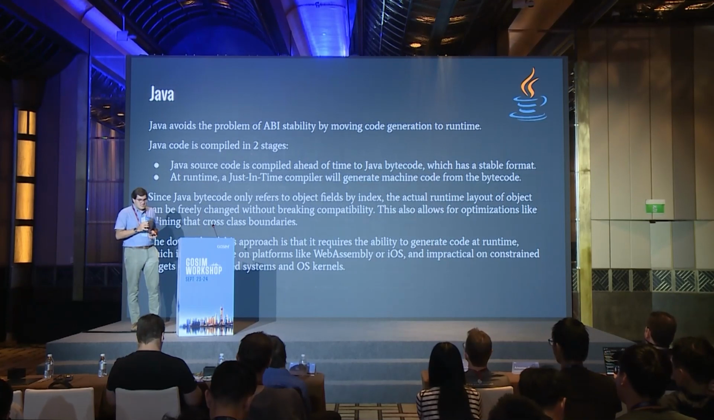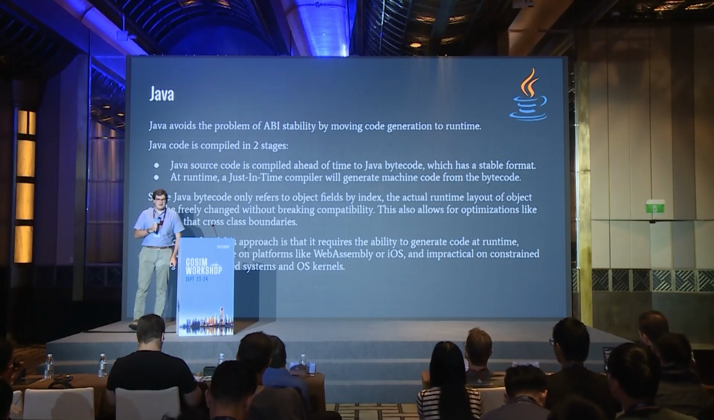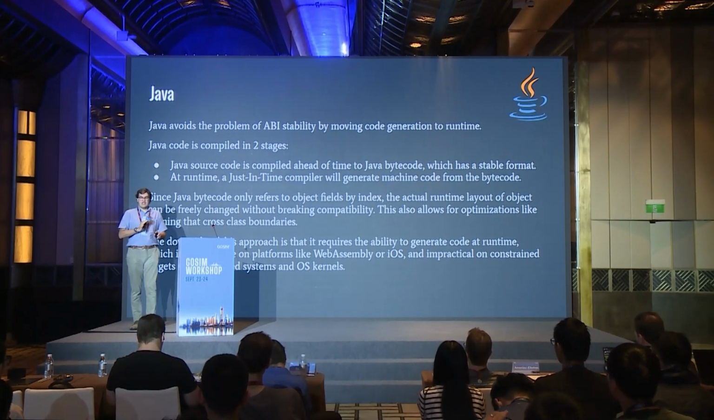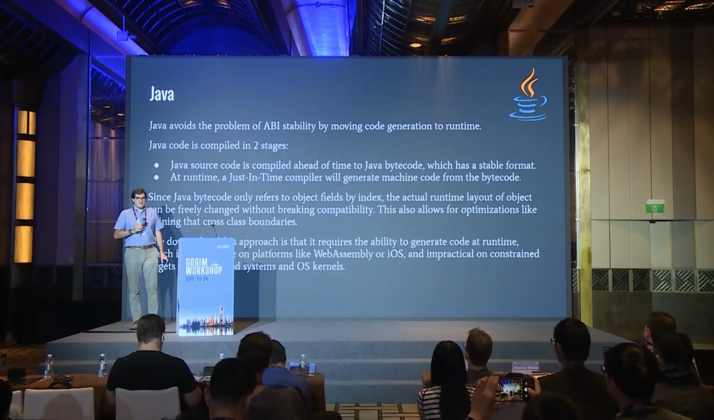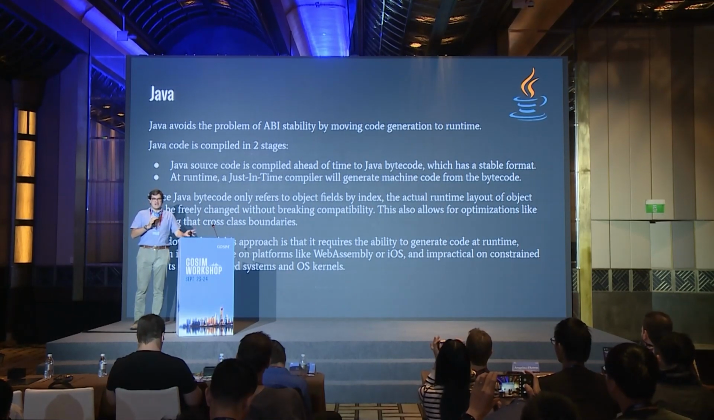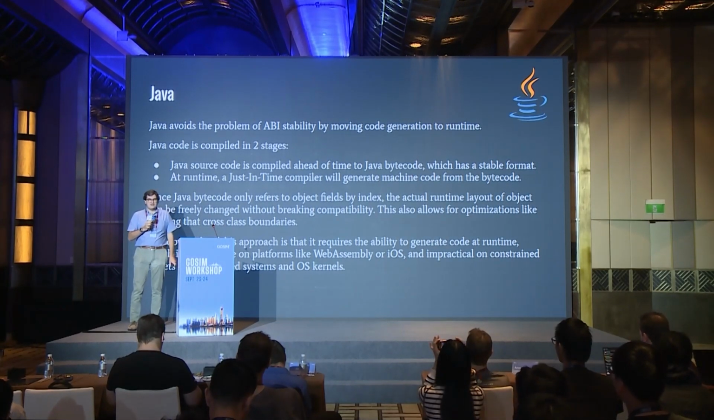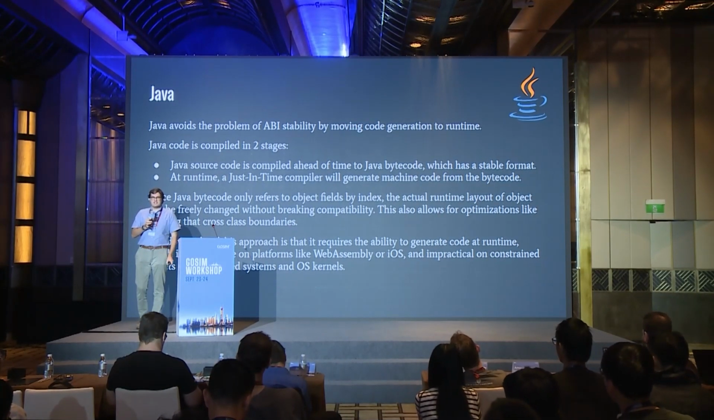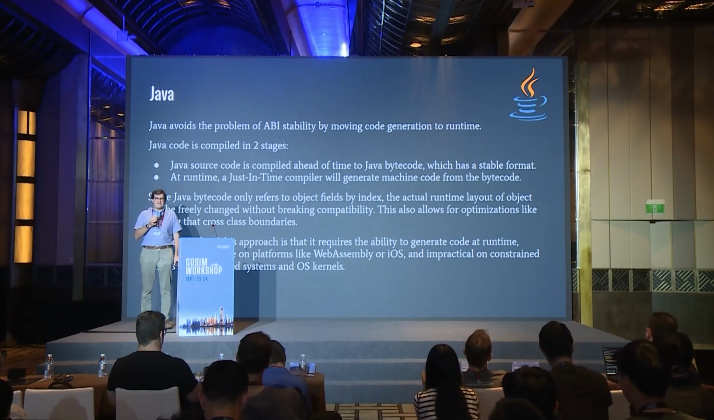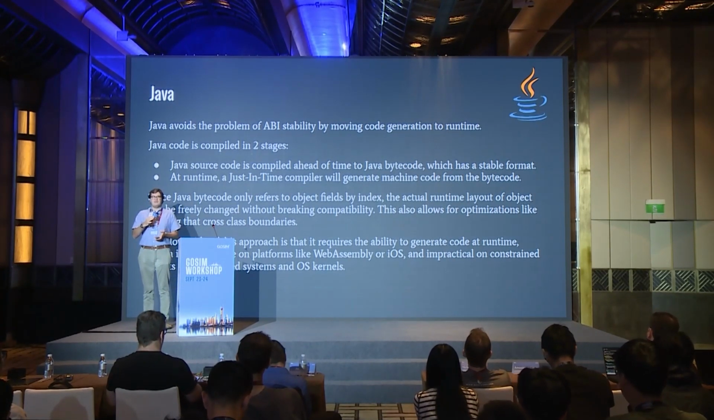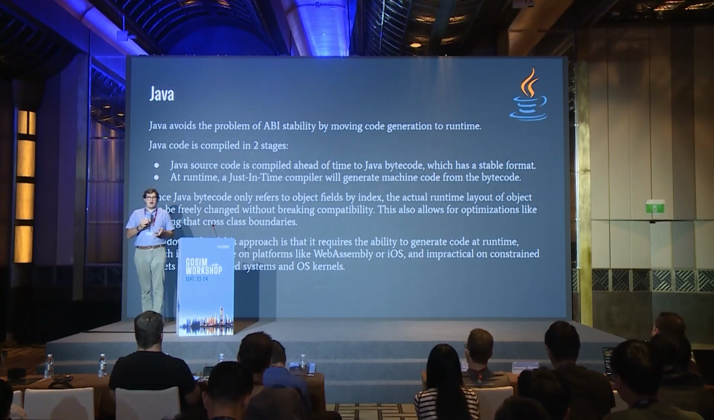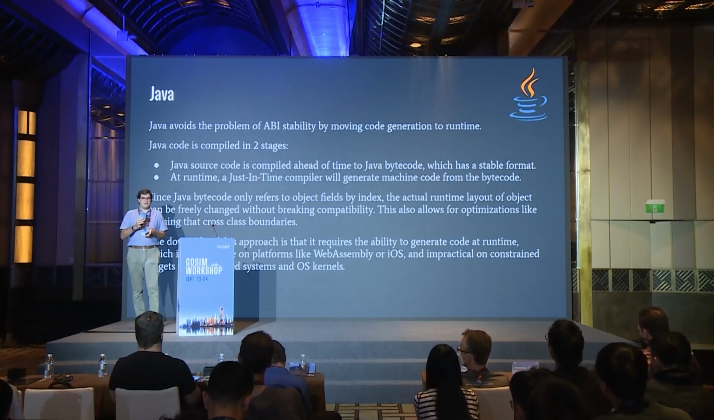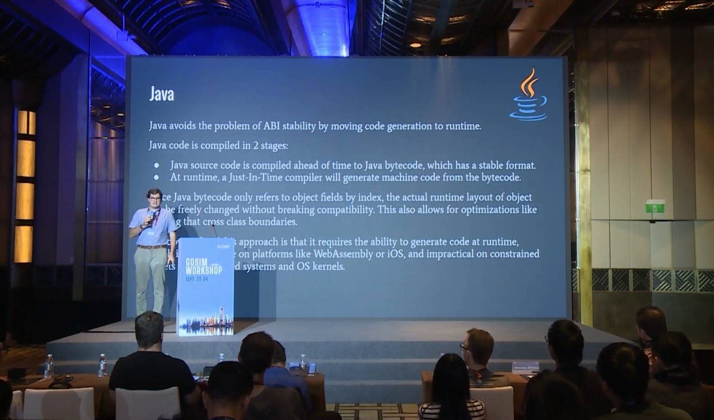So for a change of pace, let's have a look at Java. Java actually avoids the problem of ABI entirely by not having one. Code generation is just moved to runtime entirely. So Java code is compiled in 2 stages. There is an ahead-of-time compiler which will compile Java source code to Java bytecode, which is a stable but rather abstract format. For example, object fields are only referred to by index. The actual runtime layout of objects is not fixed.